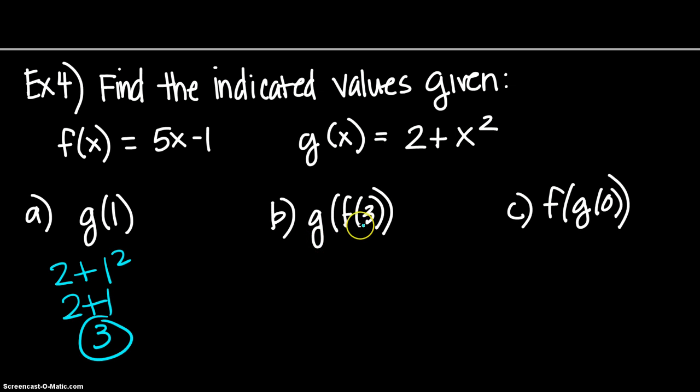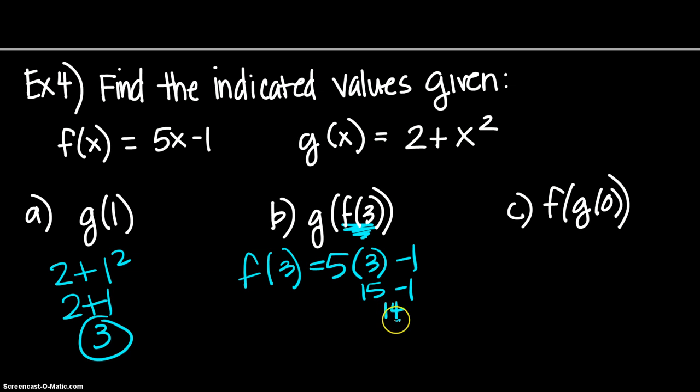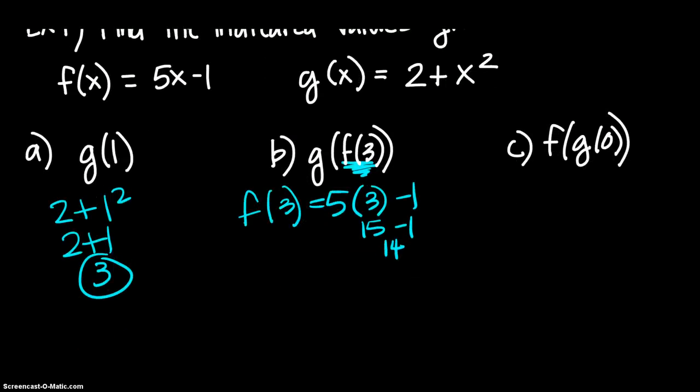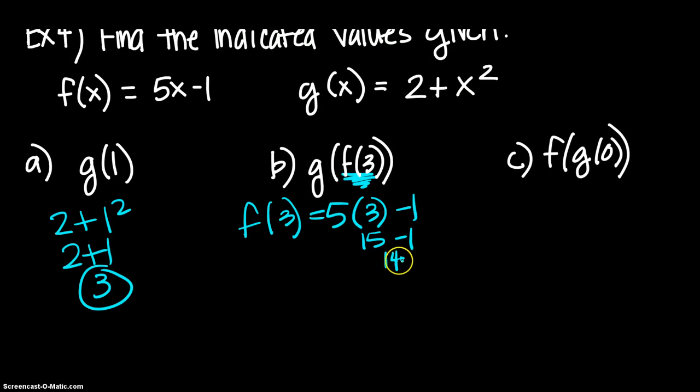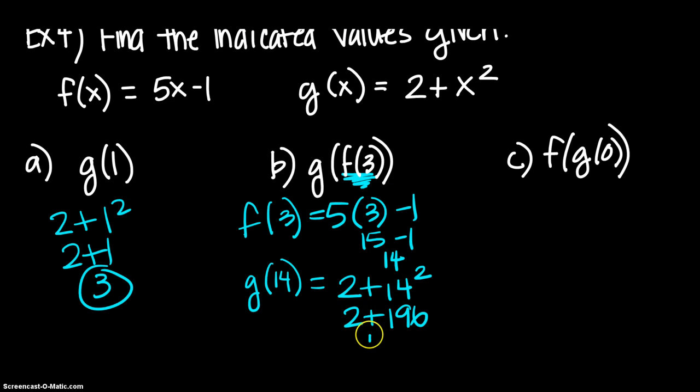Now I'm finding g of f of 3. So the same thing as last time. I have to do my f of 3 first. So let's find f of 3. So this is 5 times 3 minus 1, 15 minus 1, which is 14. Now I have to plug that in. So now I have f of 3 equals 14. So really, again, fancy way of telling you, find g of 14, making you do extra work. So this is 2 plus 14 squared. So this is 2 plus 196, which is 198. So that answer is 198.